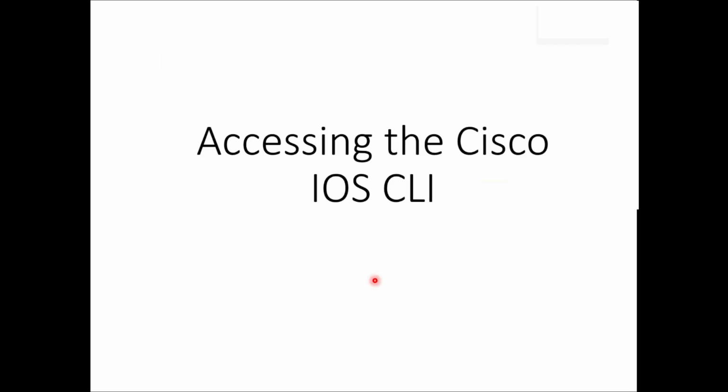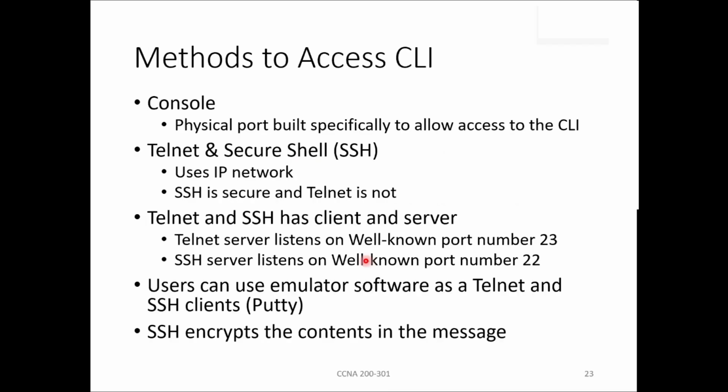Now, accessing the Cisco IOS CLI. CLI means command line interface and IOS is the Internetwork Operating System. That means if you want to configure any Cisco switch or router, you need to log in or access the CLI. You can access the CLI with a console. Initially, we need to use the console port. The console port is a physical port built specifically to allow access to the CLI.